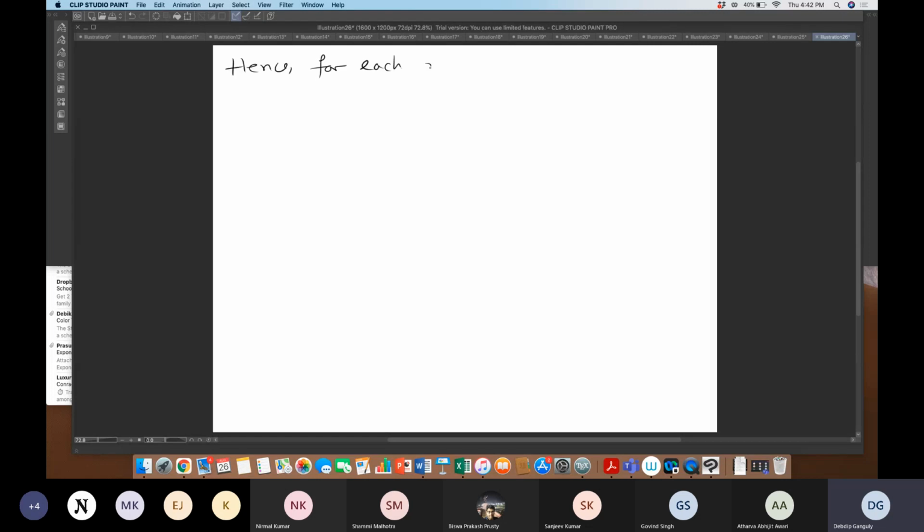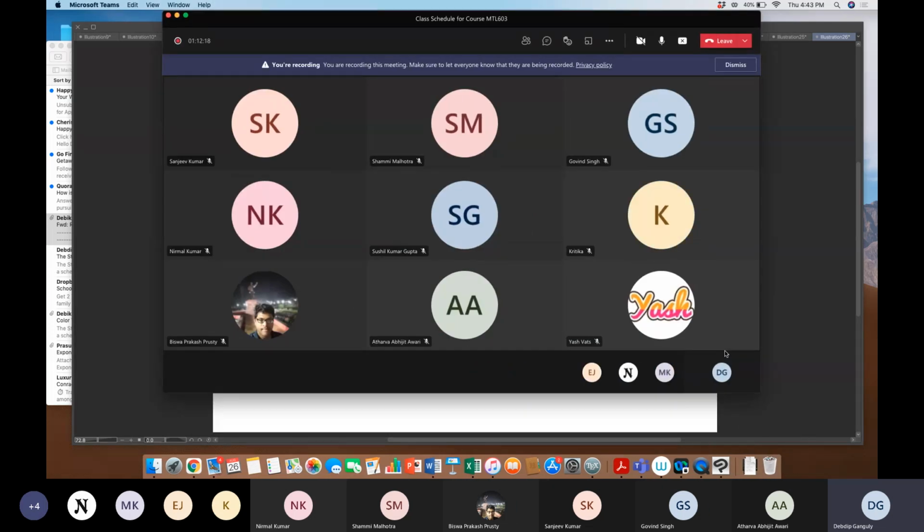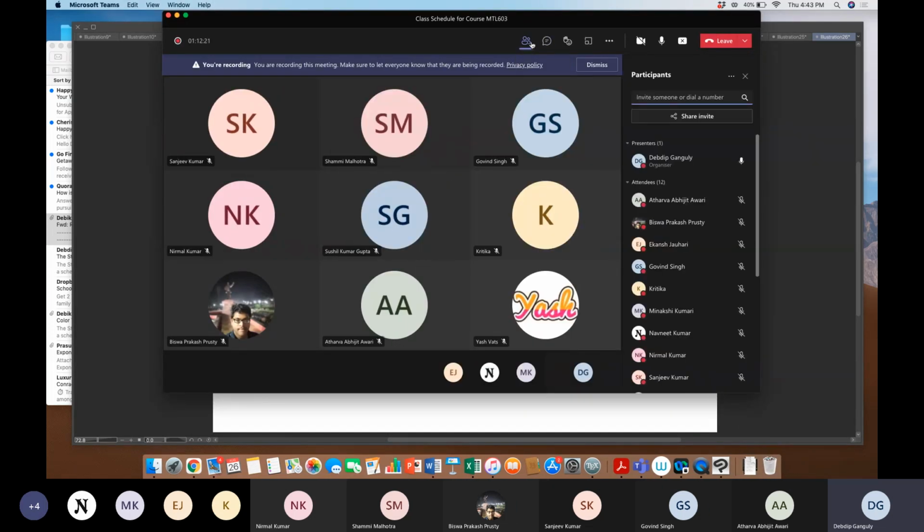So hence, for each x belonging to omega, f of x, y, u, u_x, u_y is equal to f of x, y, u(x, y, phi, psi), comma, u_x of this point, u_y of this point, that is equal to 0. This solves the PDE. Is it clear?